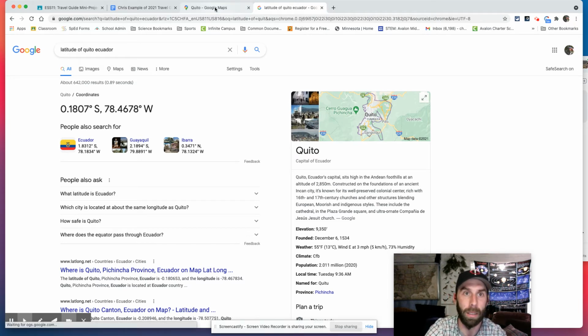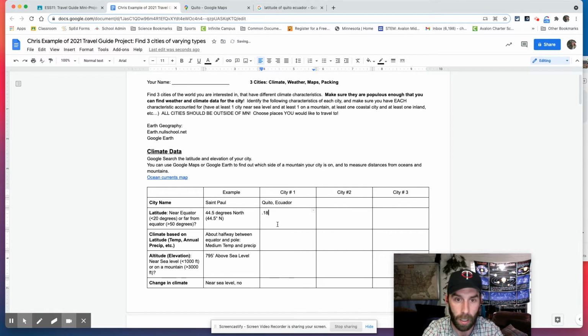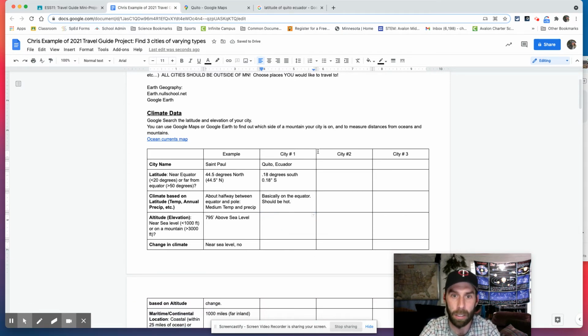What that means is it is basically on the equator. It's super close to the equator, 0.18 degrees south. If you want to, you can copy my little note: 0.18 degrees south. So the climate based on the latitude: the latitude is almost at the equator, right? St. Paul, we're at 44.5 degrees north. Quito is at 0.18. It is basically on the equator. Should be hot, right?